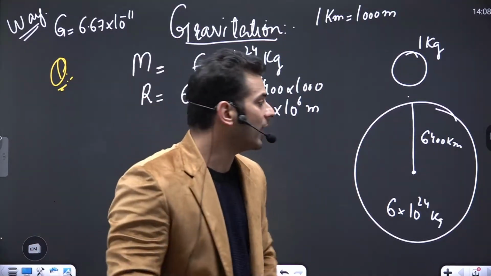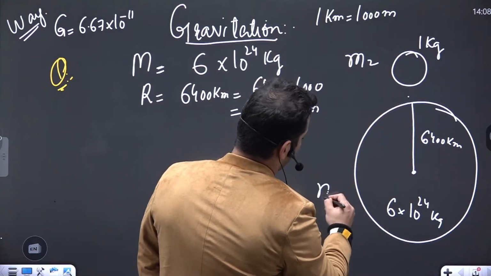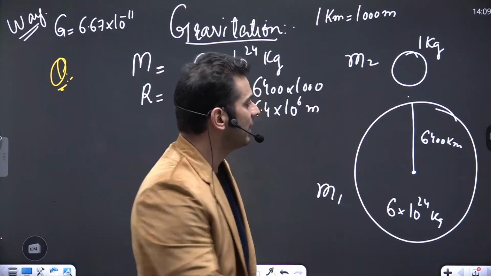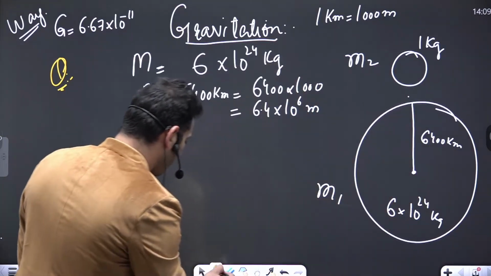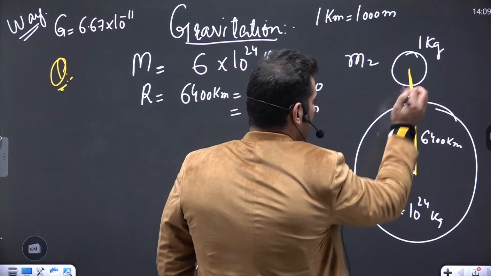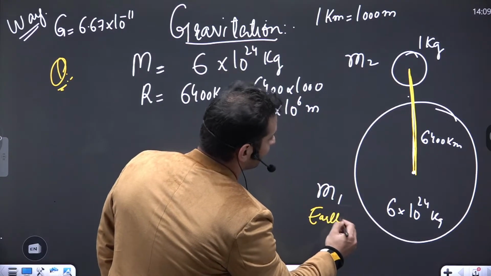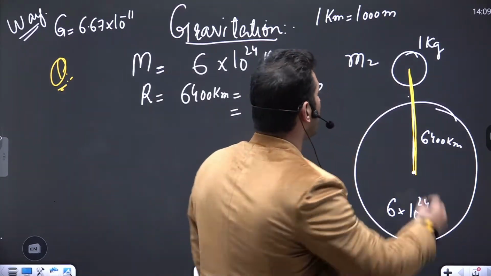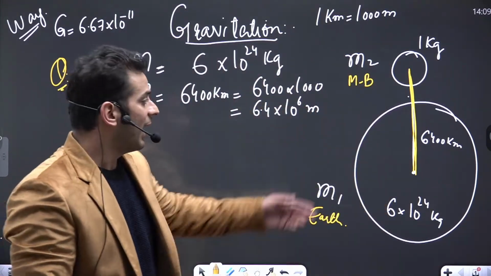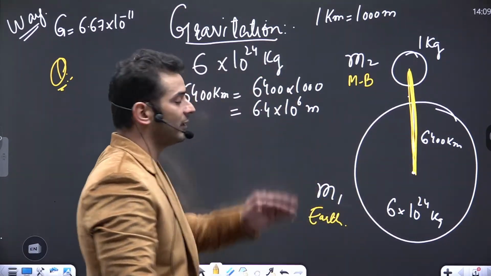Right, beta? So right now, we know the distance between two masses. Here, this is M2 and this is M1. This is mass M1, that is the mass of the earth. And this is mass M2, the mass of the ball. I will represent it by MB. And the distance between them is how much? 6,400 kilometer. We have already converted it into meters.